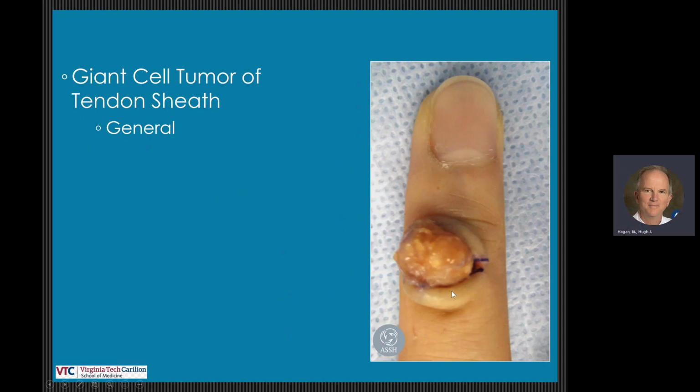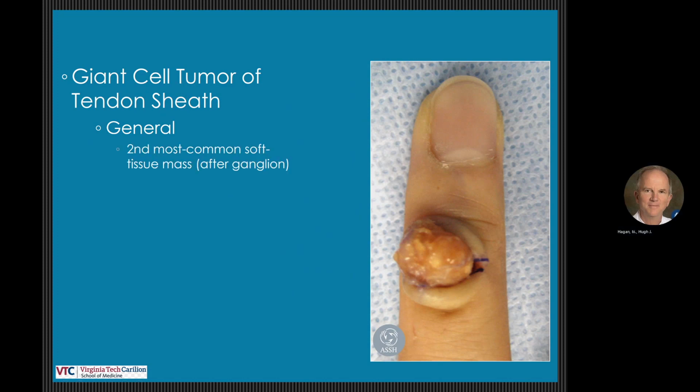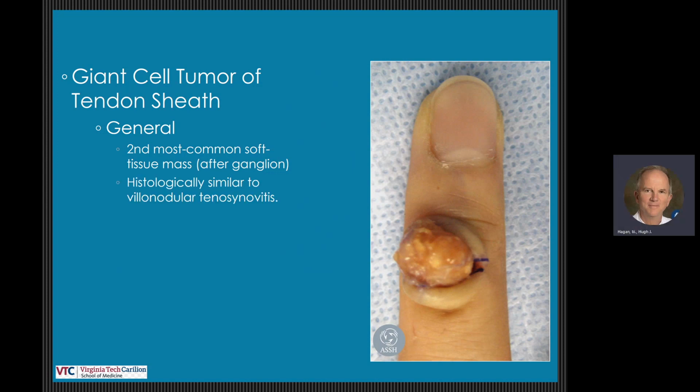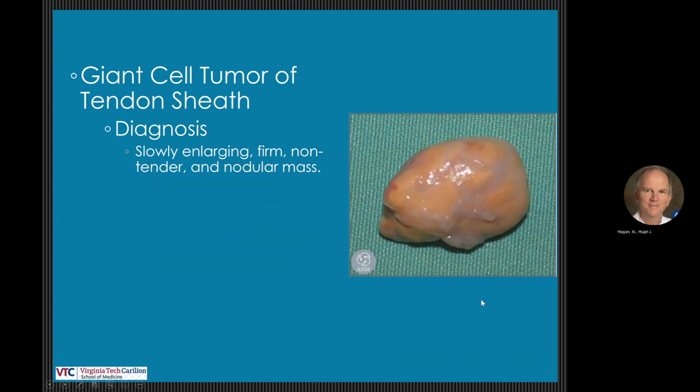Giant cell tumor of the tendon sheath is also a common benign tumor of the hand. It is the second most common soft tissue mass after a ganglion. Histologically, it is very similar to villonodular synovitis as is seen in the knee. It is found in synovial fluid producing areas such as tendon sheaths, joints, capsular ligaments. They tend to be very slow growing.